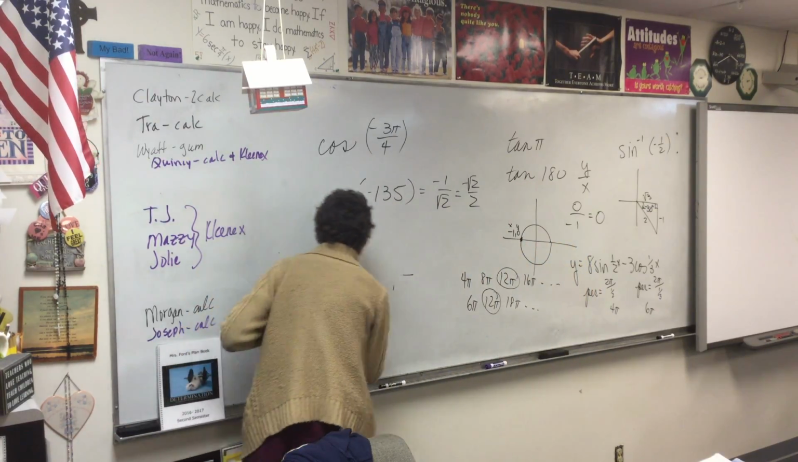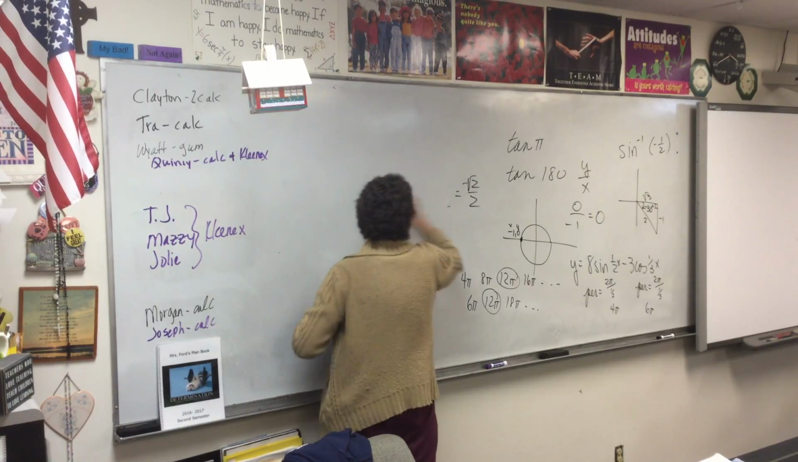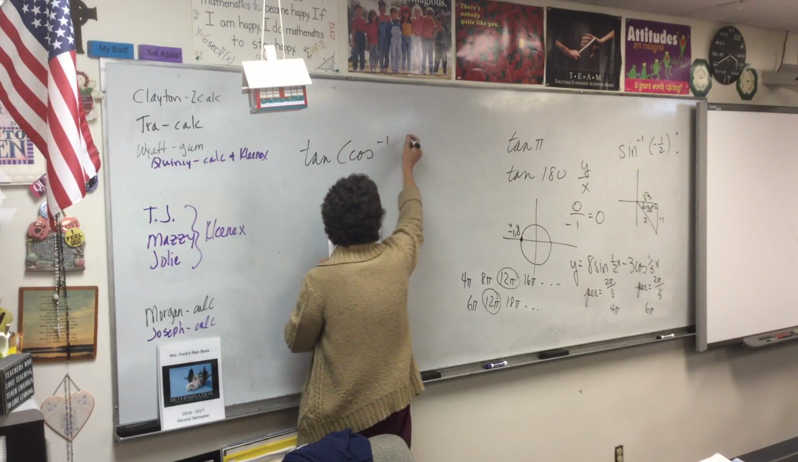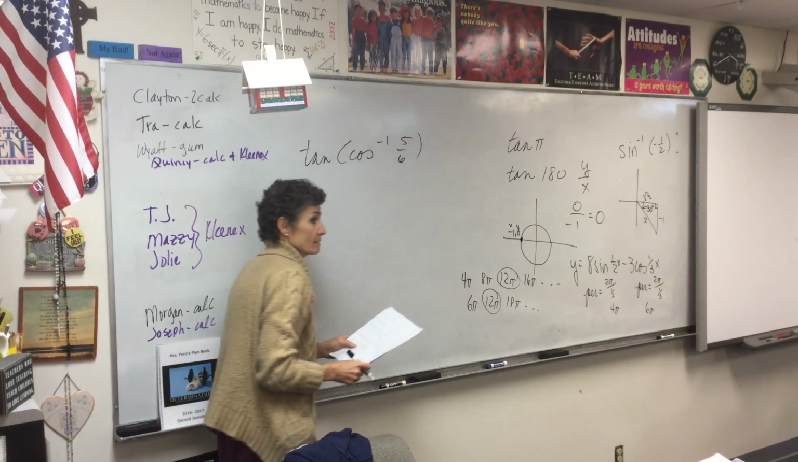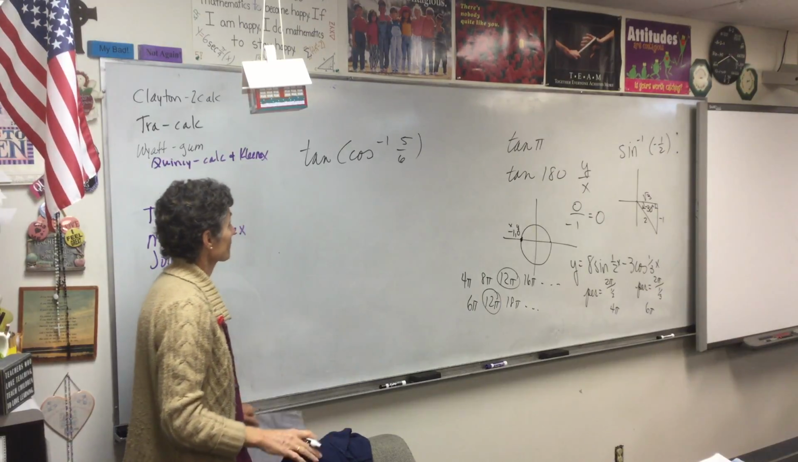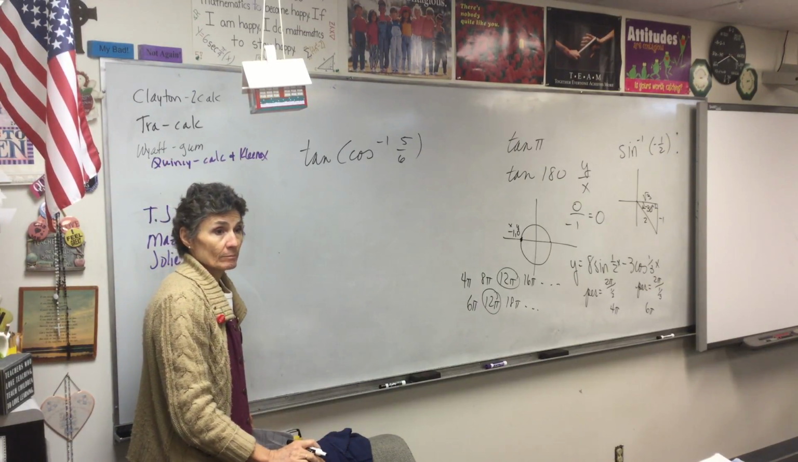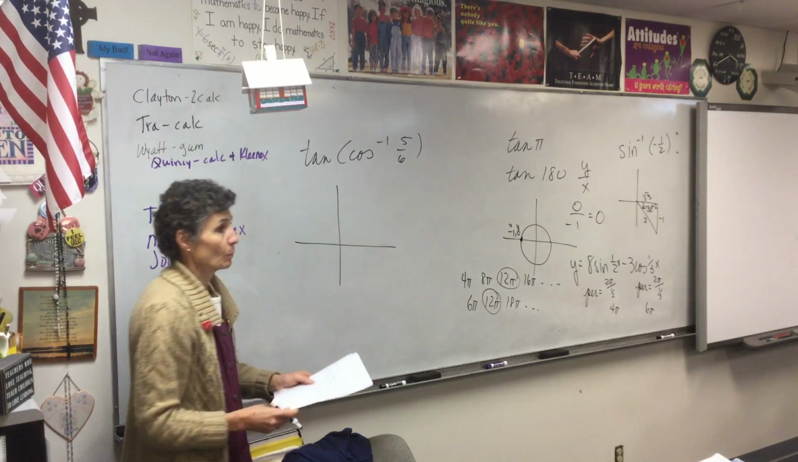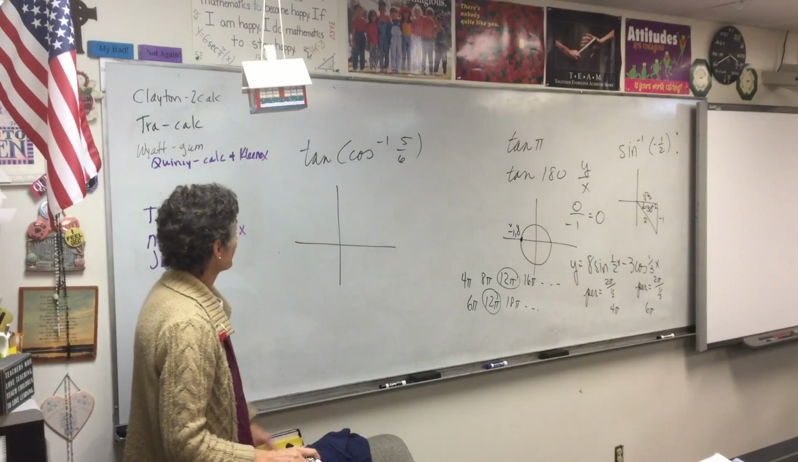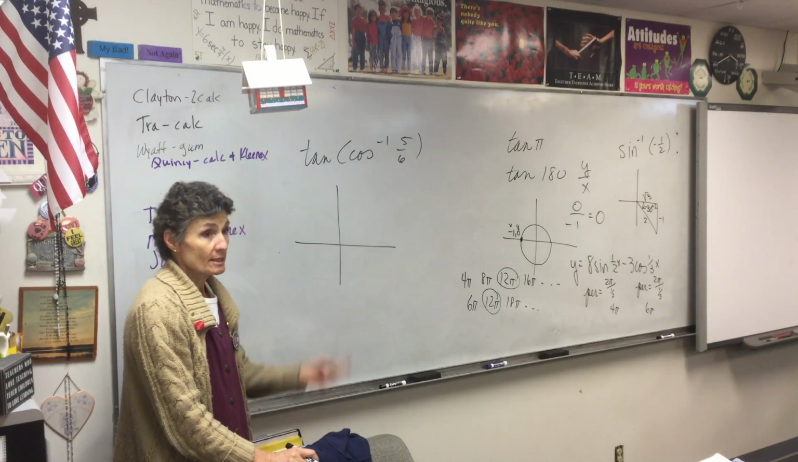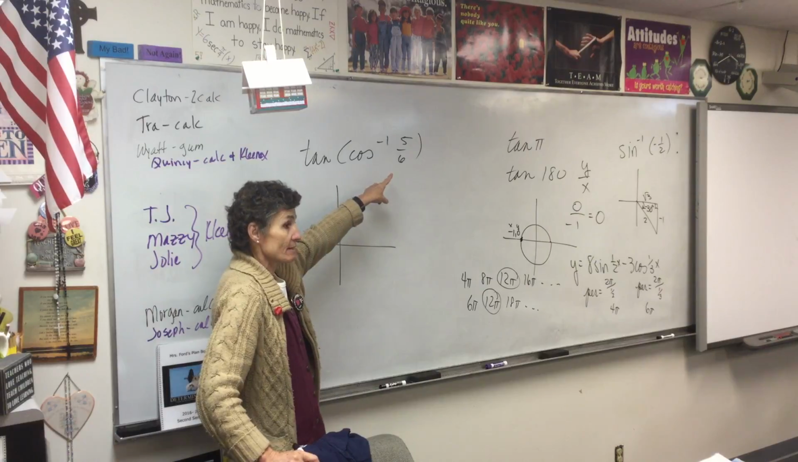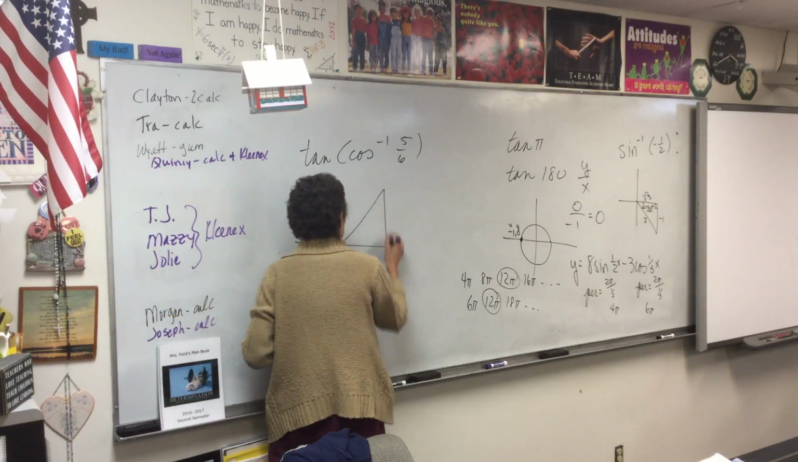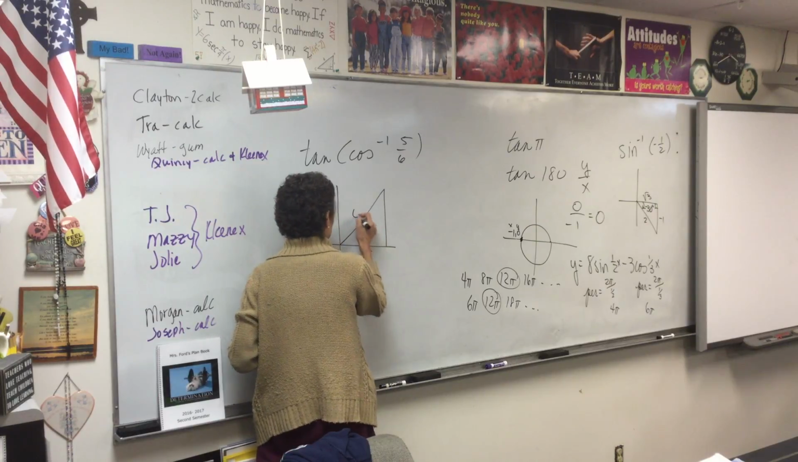All right, the next one says, find the tangent of the angle whose cosine is 5/6. So I start by what? Drawing the picture. Where am I going to draw it? It's either 1 or 2. That's a positive number, so I'm going to draw it in 1. Alec, you okay with that? Quadrant 1?